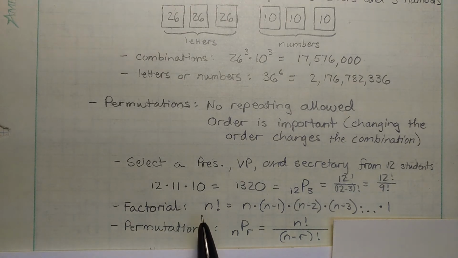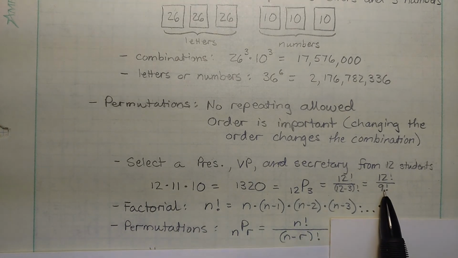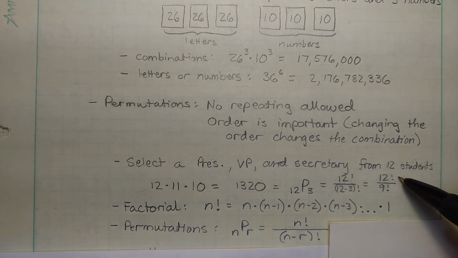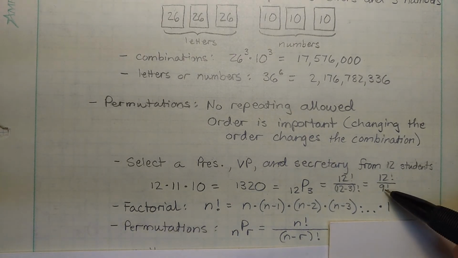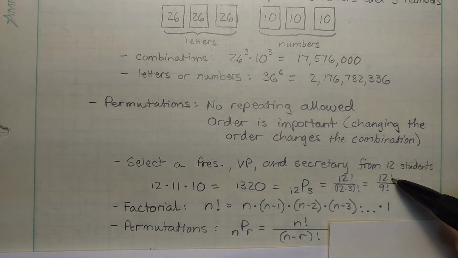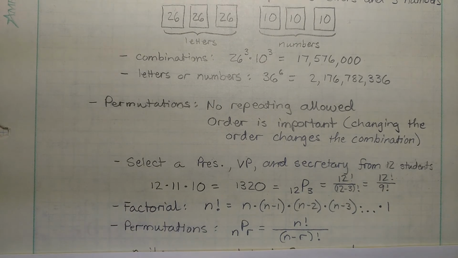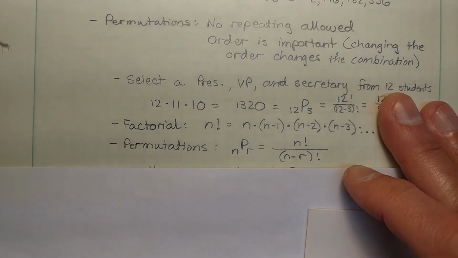So notice going back here, what that means is we have the 12 factorial, but we're dividing it by the 9 factorial. So that means that the 9 factorial cancels out with the 9 times 8 times 7 and so on. And so all we have is the 12 times 11 times 10, and then the rest of it cancels out with the 9 factorial. That's what's happening there.